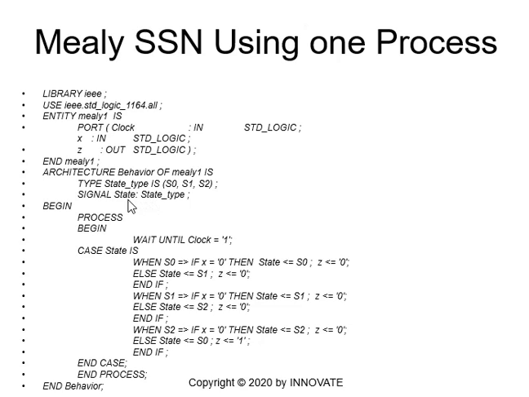Signal state type. Now the state is a variable state. Begin, the process begin. Wait until the clock is 1, case state. Now when S0, if X is 0, then I will assign S0 to the variable state, and I will assign 0 to Z. Else, S1 will be assigned to the variable state, and also 0 will be assigned to Z.